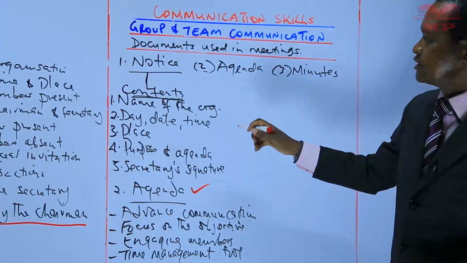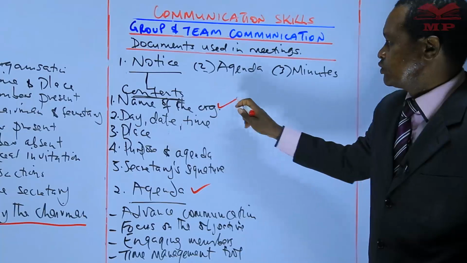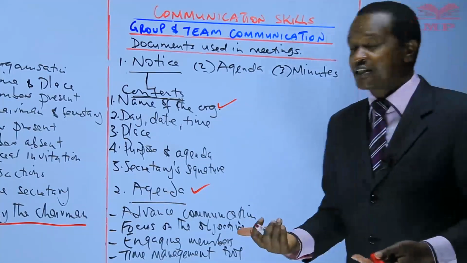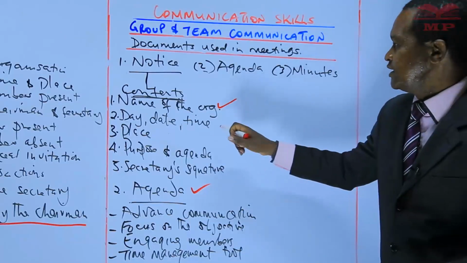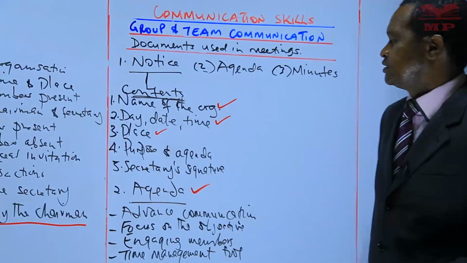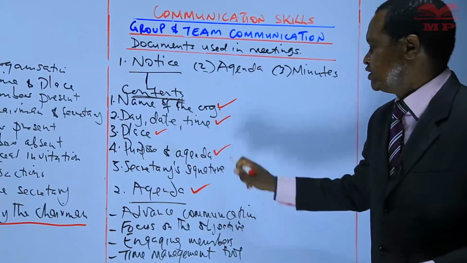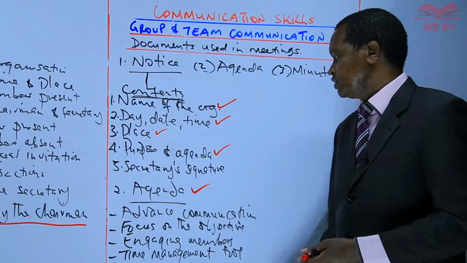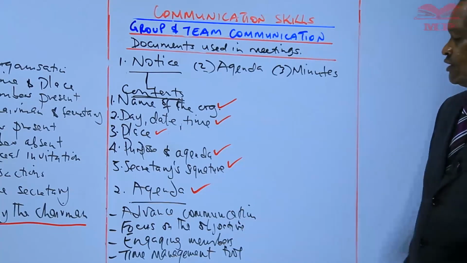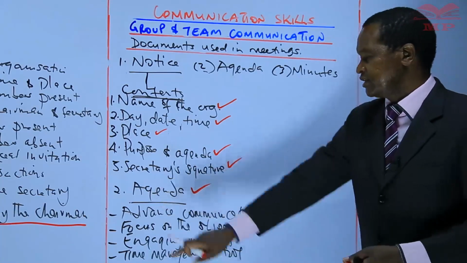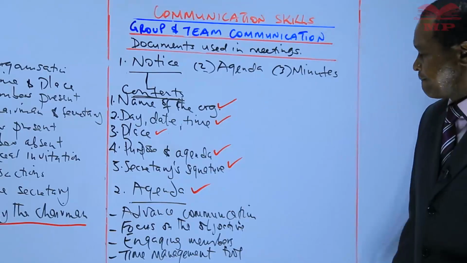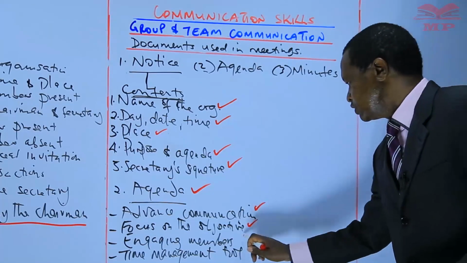We say that a notice must bear the name of the organization. It also has to be printed on a company's letterhead. A notice should indicate the day, date, and time of the meeting, plus the place. Number four, we have the purpose or the agenda of the meeting, if possible. Then the notice has to be signed by the secretary. The second item is the agenda. We identify the importance of having an agenda.